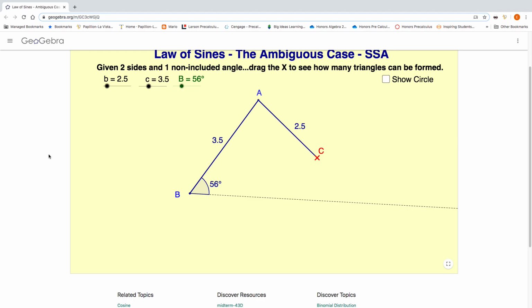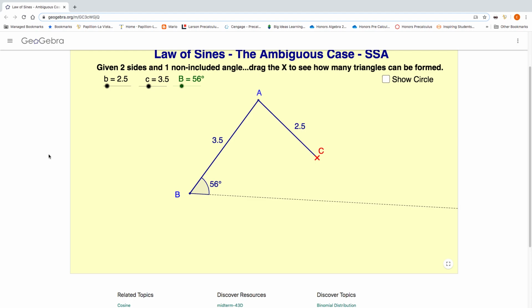So on this GeoGebra file, I have the given information, 2 sides and an angle not included in the 2 sides. So I know that this side is 2.5. I know that this side is 3.5. And then I know this angle over here is 56. So I'm given side angle. Not the angle in between the 2 sides, but an angle on the edge of either side.